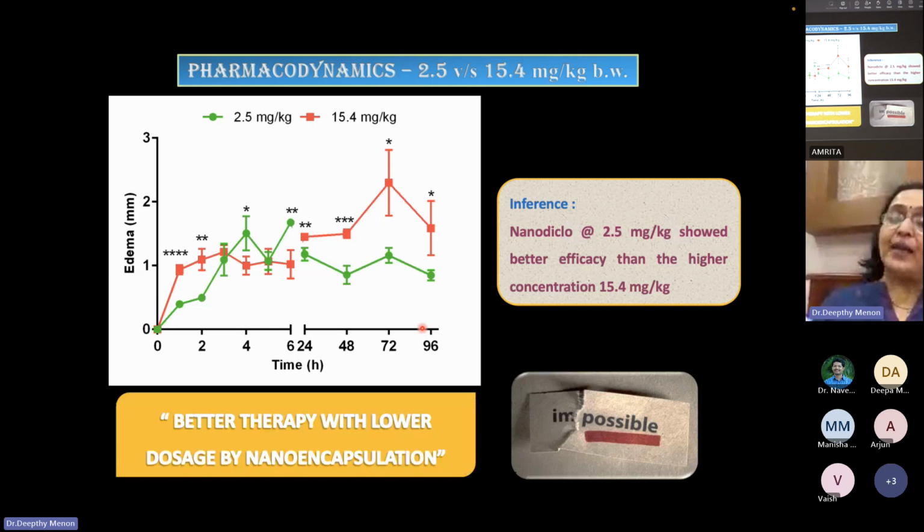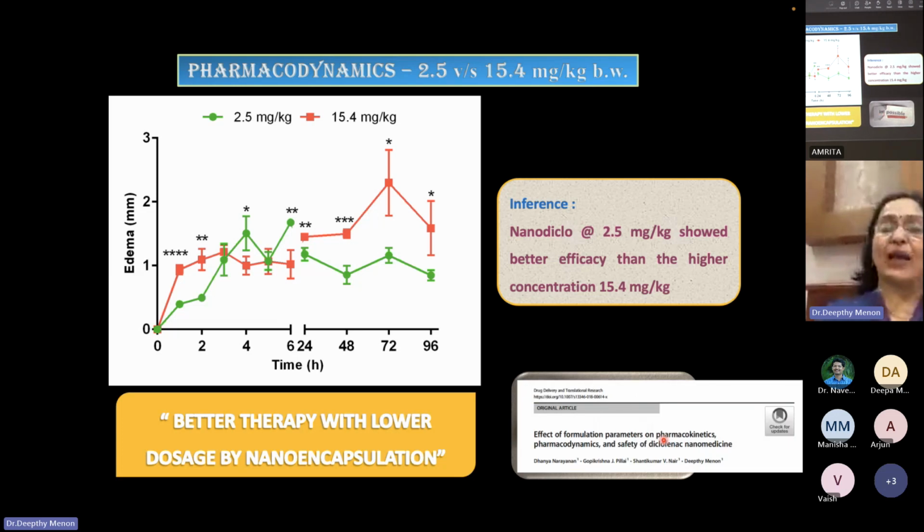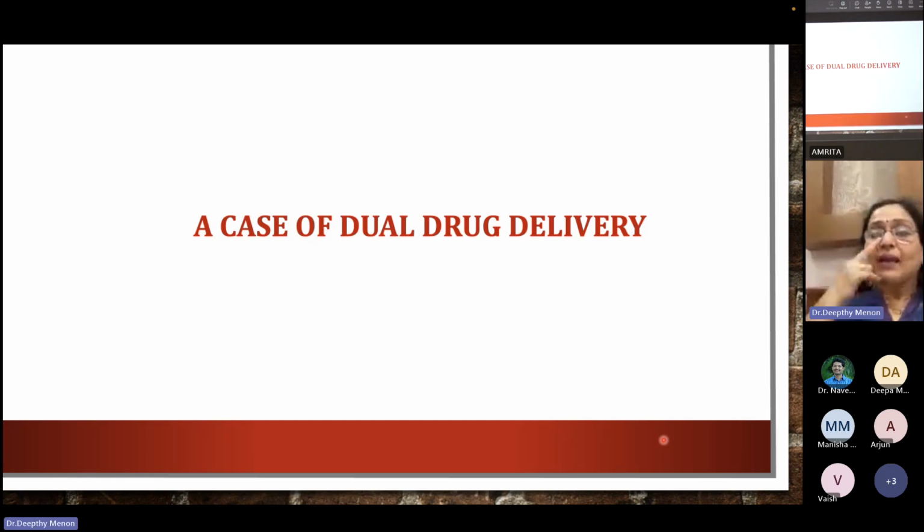So a better therapy was possible with a lower dosage only by nanoencapsulation. We understood that the biodistribution of the higher concentration was significantly different from that of the lower concentration. So what was impossible was made possible by nanoencapsulation. This work was also published. And now, this is the case of a single drug.